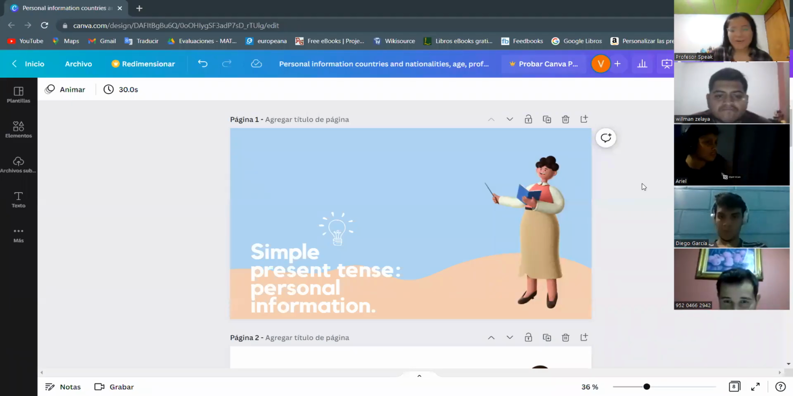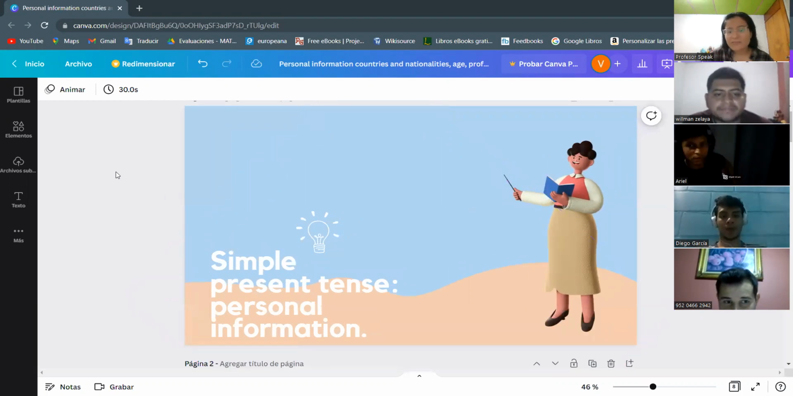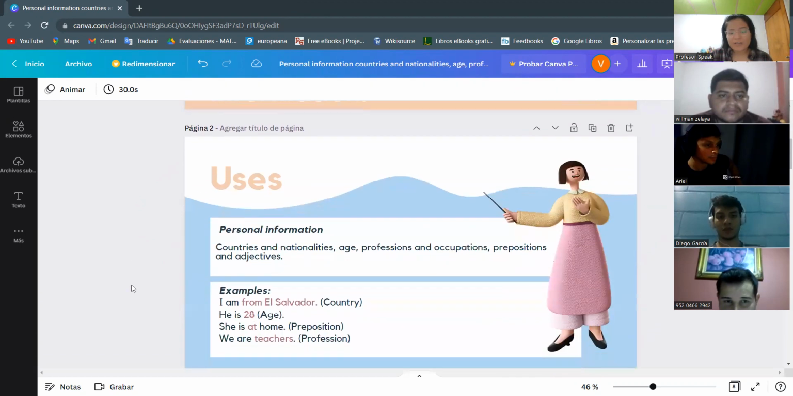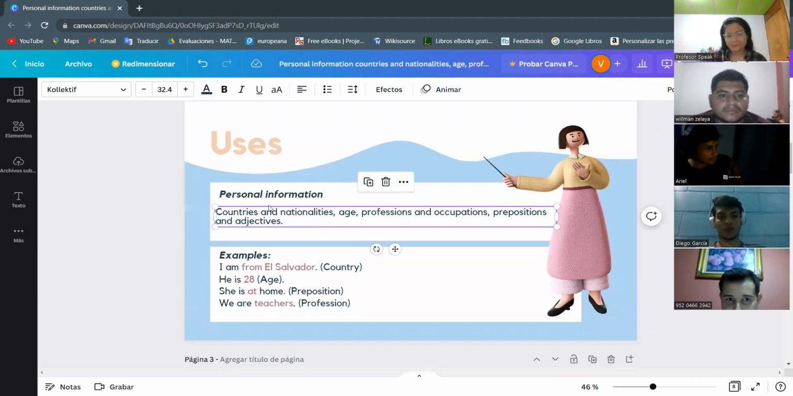Okay, so you guys, we're using the present tense to introduce yourselves. So you might be familiar with this. Let's see. Wilman, can you help us reading, please?